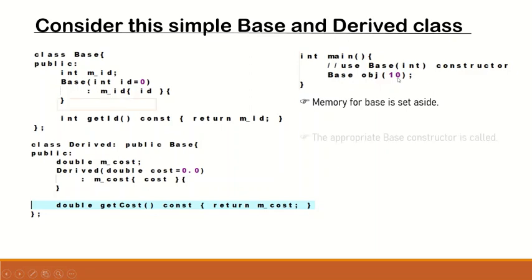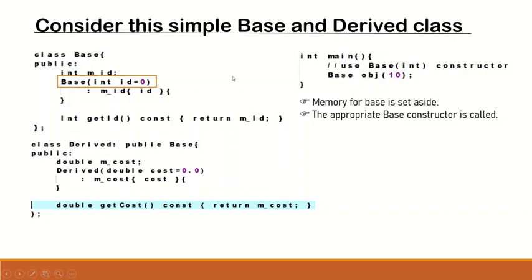And next, what will happen? The appropriate base constructor gets called. How many constructors do we have here? Actually, we have only one constructor with a default value. We are passing the value 10 to that constructor. So which constructor gets called? The constructor that we have written here is going to be called, and it is going to assign the value 10 to the id argument of that constructor.